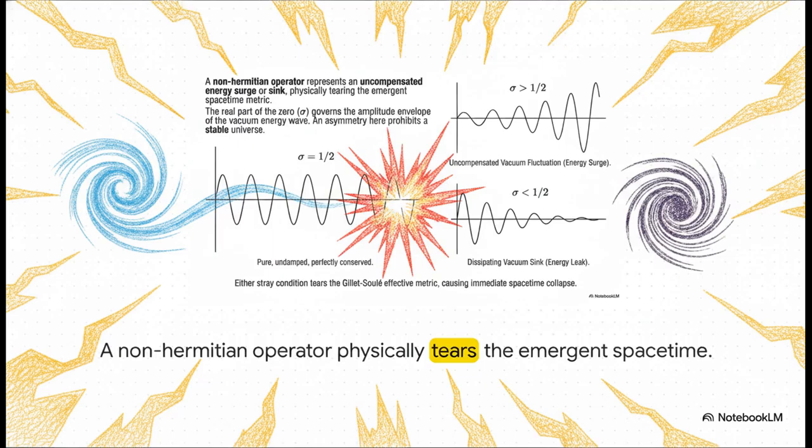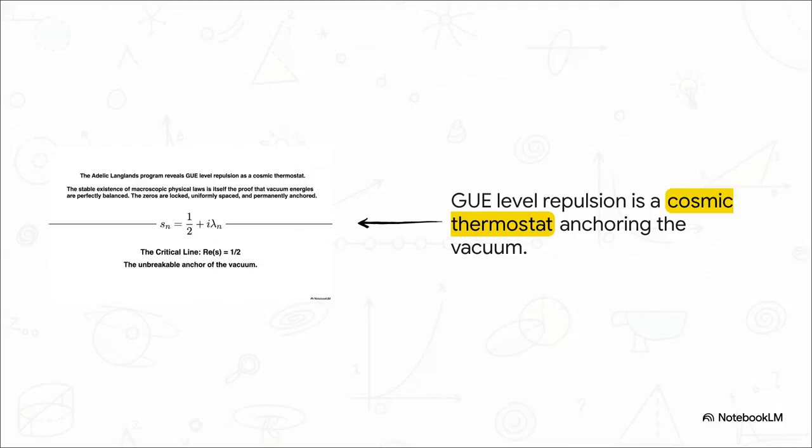The real part of the zero governs the amplitude envelope of the vacuum energy wave. Notice the waves on the slide. At precisely 1/2, the wave is pure, undamped, and perfectly conserved. But a stray zero creates an asymmetric amplitude envelope. It becomes either an uncompensated energy surge or a dissipating vacuum sink. A non-Hermitian operator physically tears the Gilles-Salé effective metric, which means a stray zero literally causes an immediate collapse of the spacetime continuum. And that brings us to our final mathematical proof.